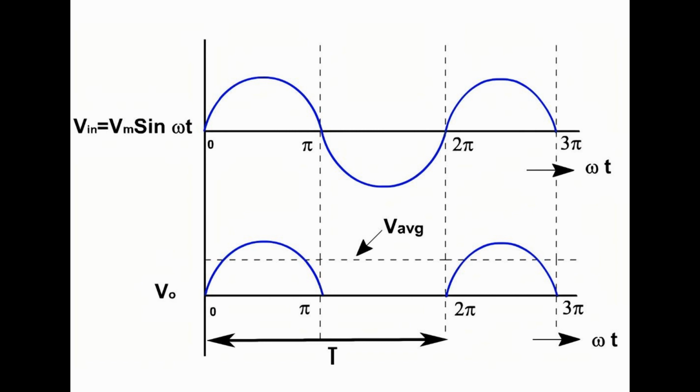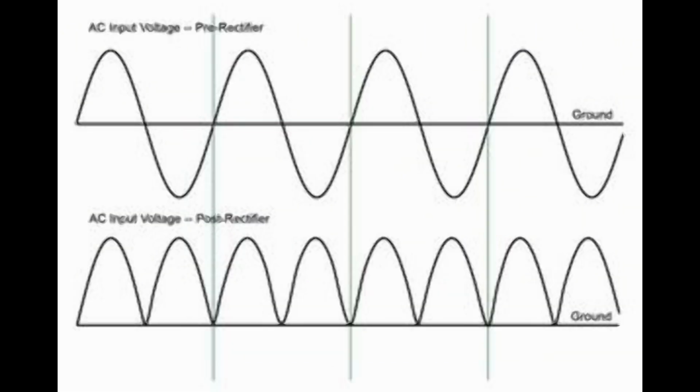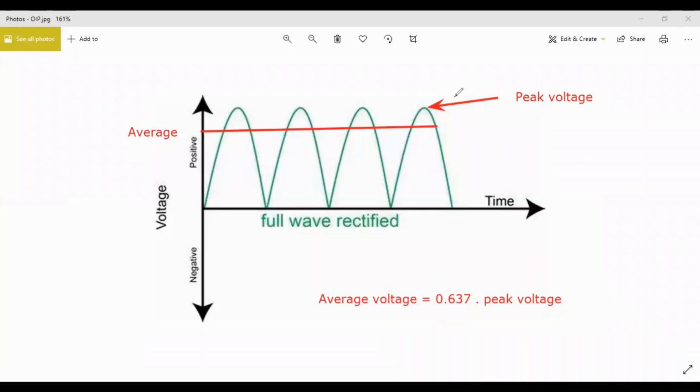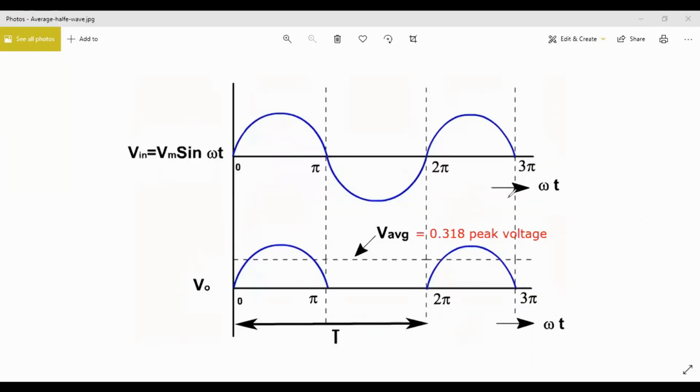Now let's talk about average output voltage from these two types of rectification. We can take average output voltage from full wave rectification using this relationship. It is 0.637 times peak voltage. What is the average output voltage from half wave rectification? It is 0.318 times peak voltage.